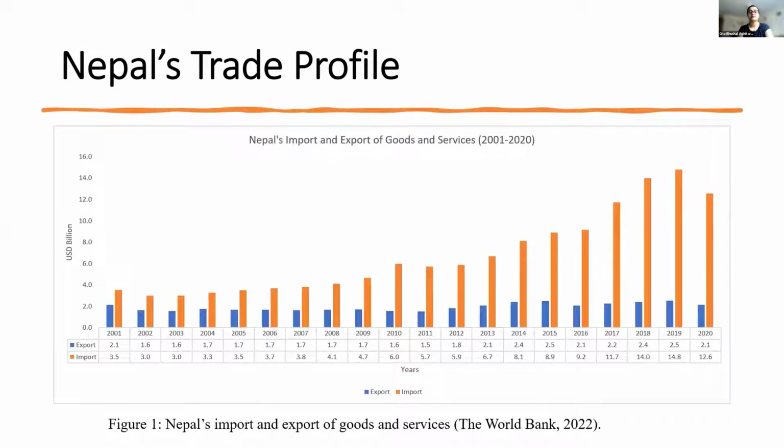So if you look at Nepal's trade profile from 2001 to 2020, if you look at the export rates, it's just 2.1 US billion dollars, and in 2020 also it's 2.1. So we can say its export is not progressing at all over the 20-year period. But if you look at the import, it was just 3.5 US billion dollars. It was supporting its country a little well, but when it comes to 2020, it has been importing a lot more. It's almost 400% more than what it was in 2001.